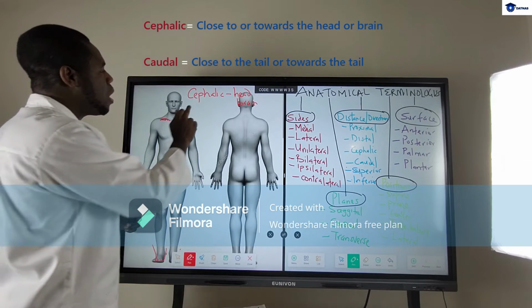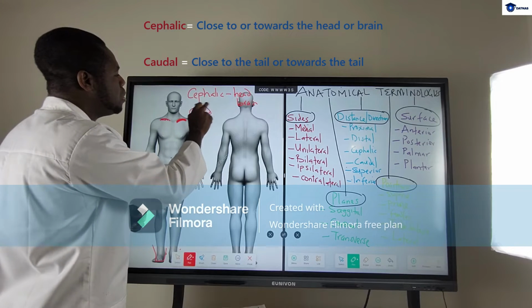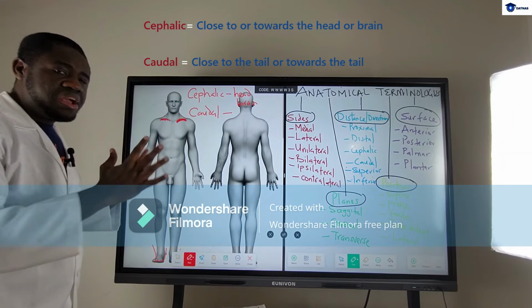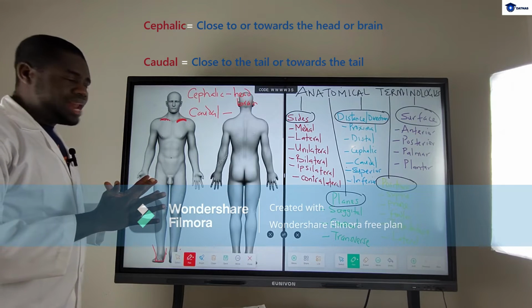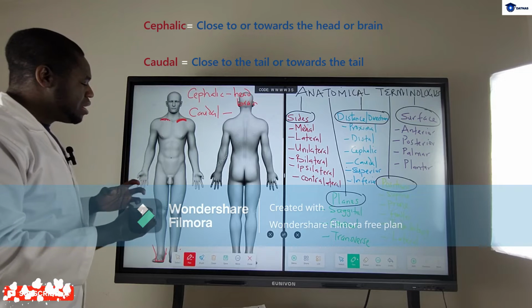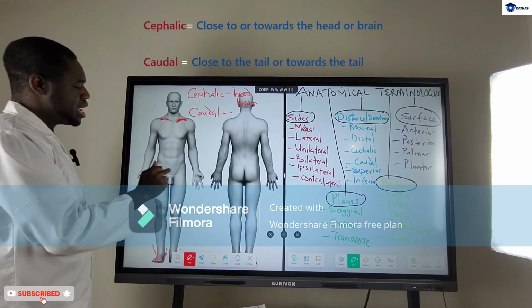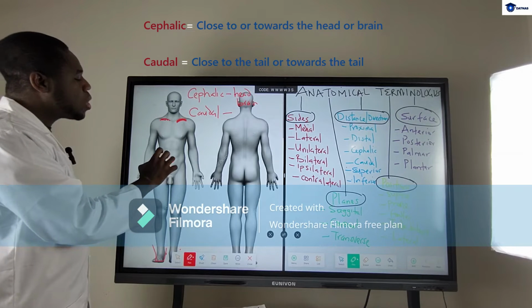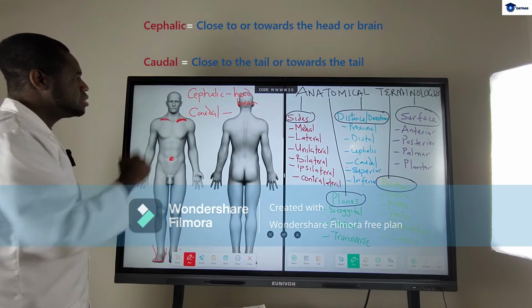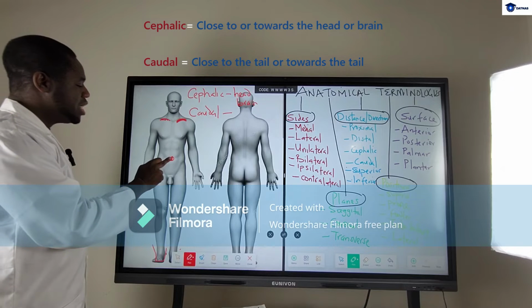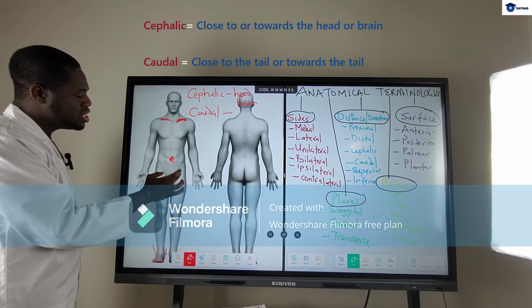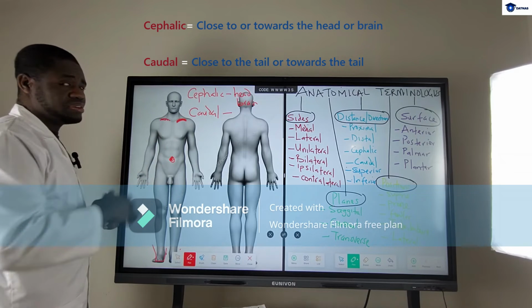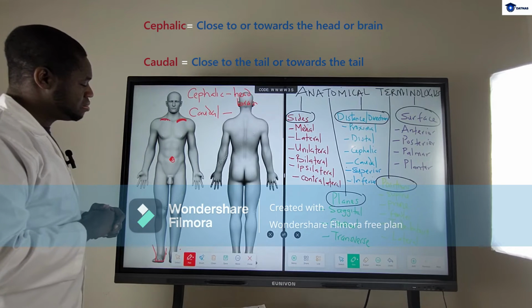So now, what about the caudal? Caudal means tail, anything that relates to the tail. So for instance, if I say that the umbilicus is caudal to the clavicle, I'm saying that the umbilicus is closer to the tail of the body than the clavicles.